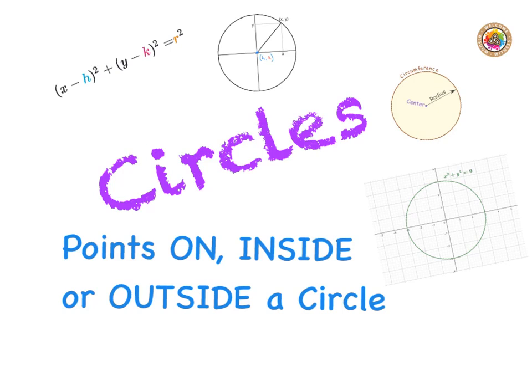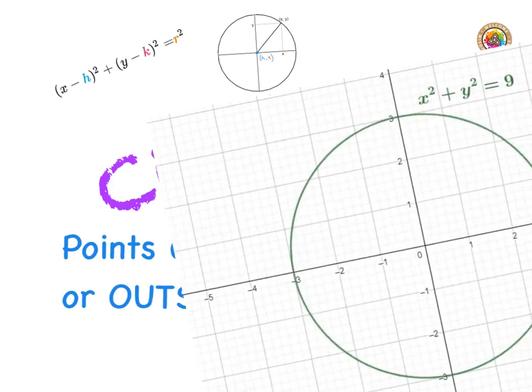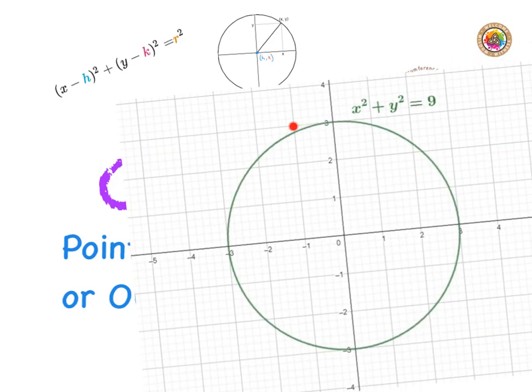Okay, so today on circles we are going to look at points, whether points lie inside or outside a circle. So where are they located? Are they located here on the circle? Are they inside or are they outside?